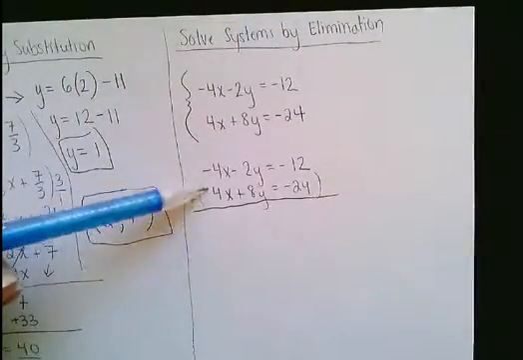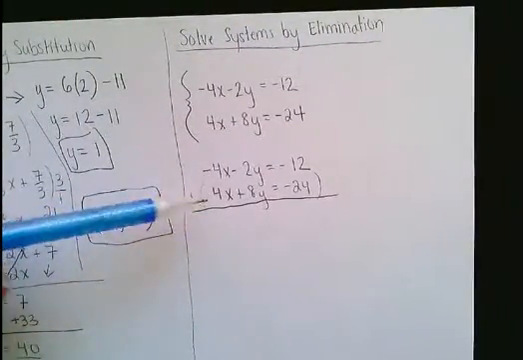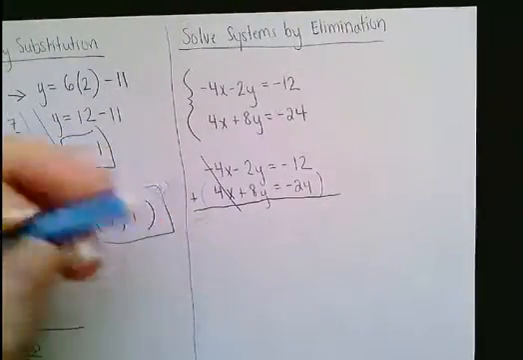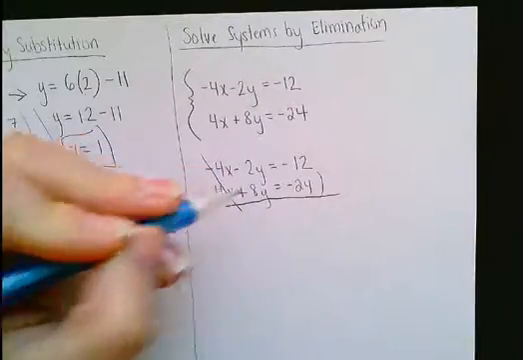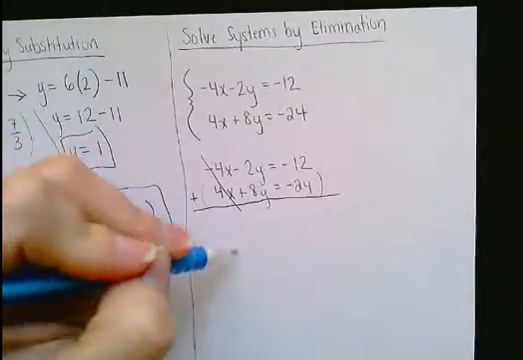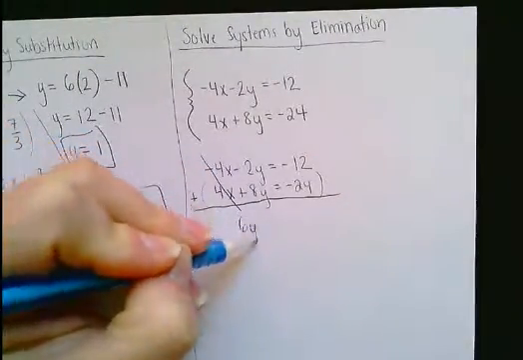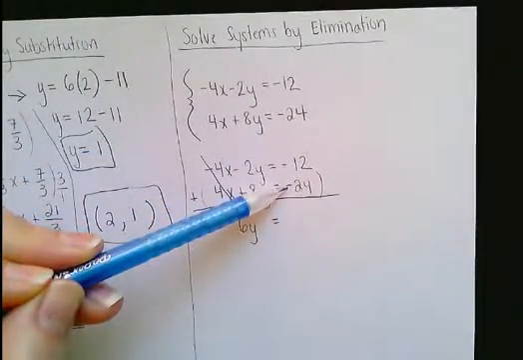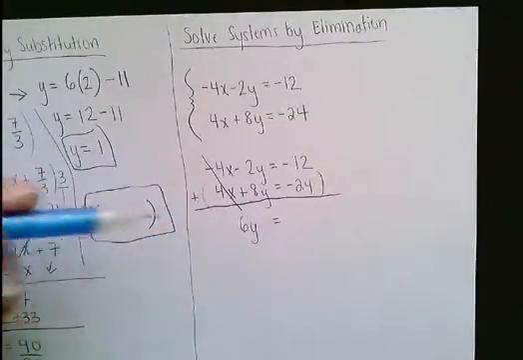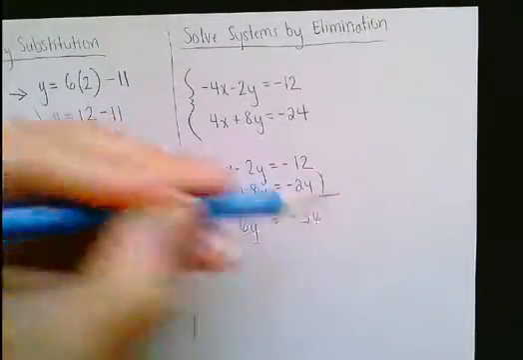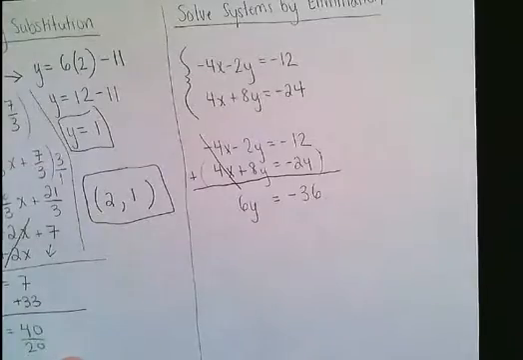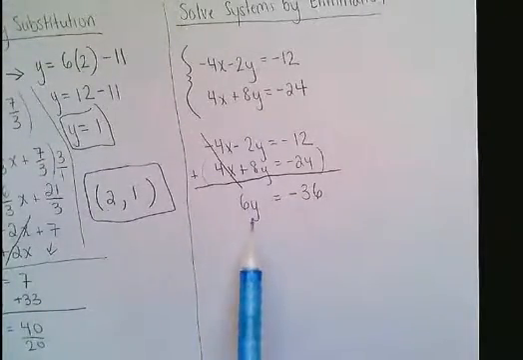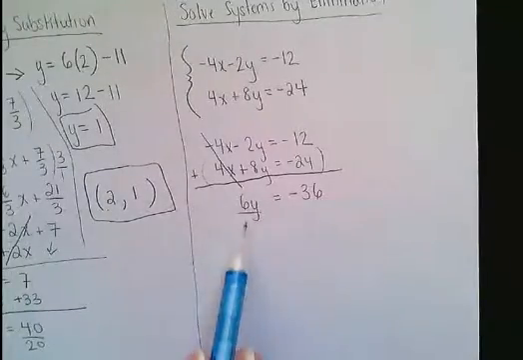If I add negative 4 and positive 4, the x's get canceled out because that would be 0x. Then I can add negative 2y and positive 8y, which gives me 6y. And I can add negative 12 and negative 24, which gives me negative 36. So already this is a very easy equation to solve. I've eliminated the x's and now I can solve for y just by dividing each side by 6.